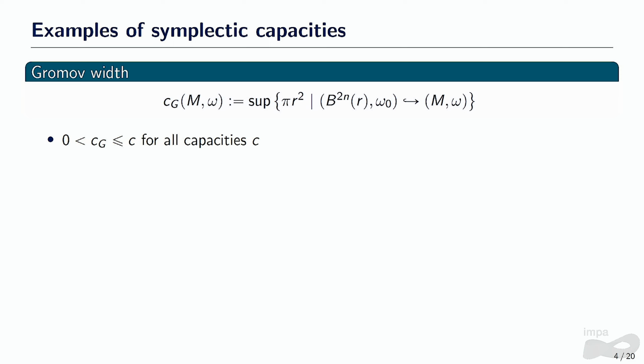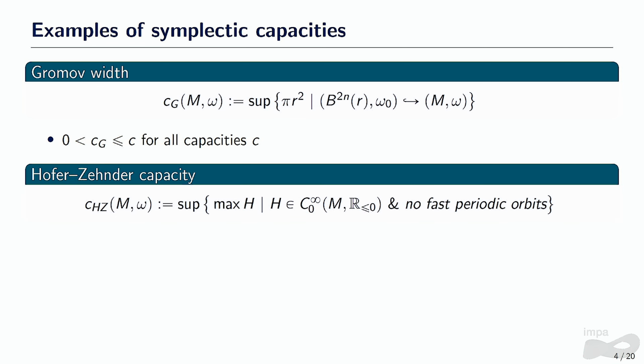And then there's another symplectic capacity I want to mention here that is defined, I only put a very rough definition, called the Hofer-Zehnder capacity.